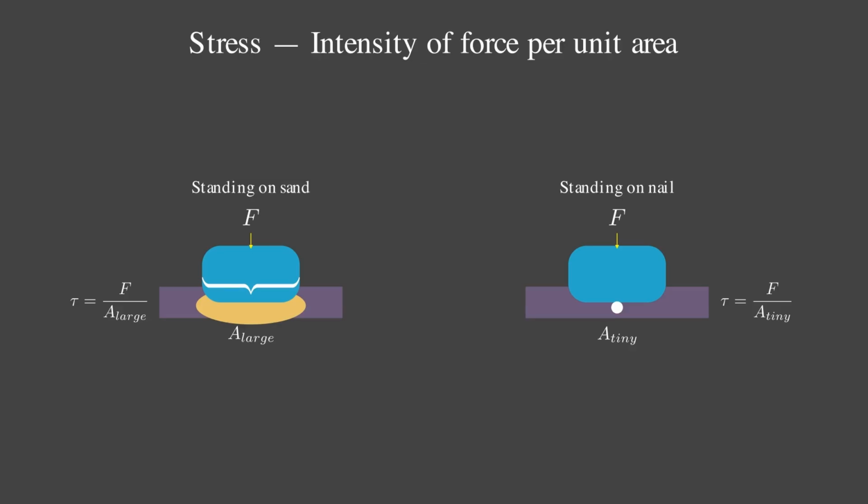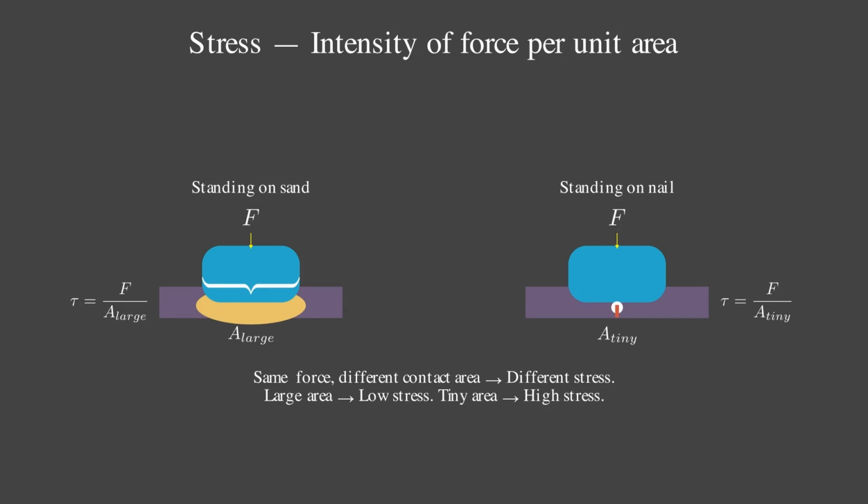Why is that? It is because, when standing on sand, the contact area between our foot and sand is large, which creates very low stress. But with a nail, the contact area is tiny, creating very high stress. So remember, stress is the intensity of force, and it acts inside the material. And large contact area means less stress, and tiny contact area means high stress.